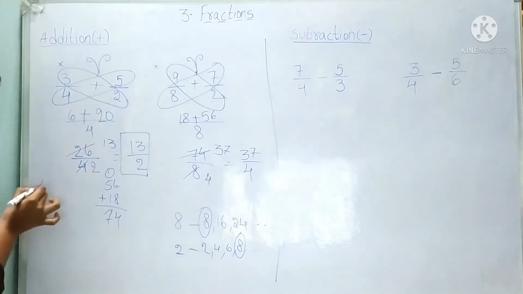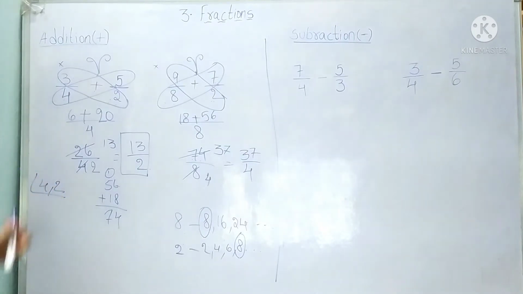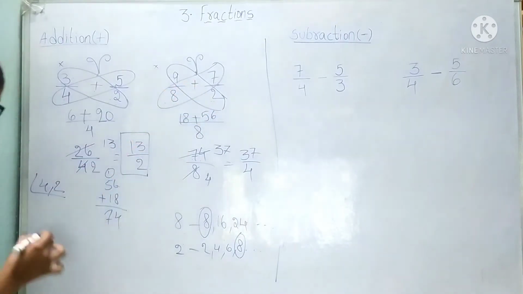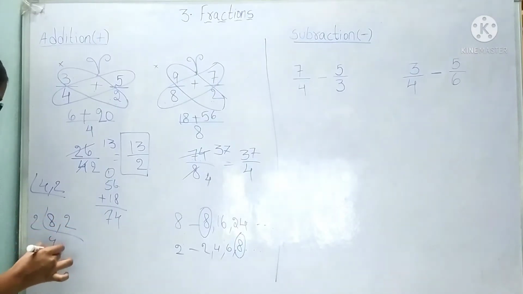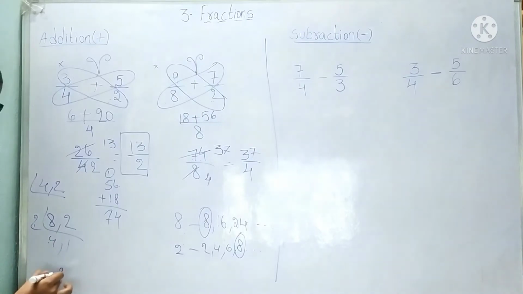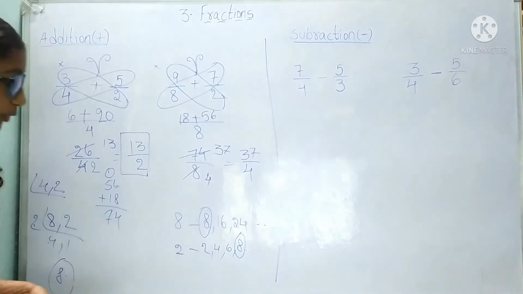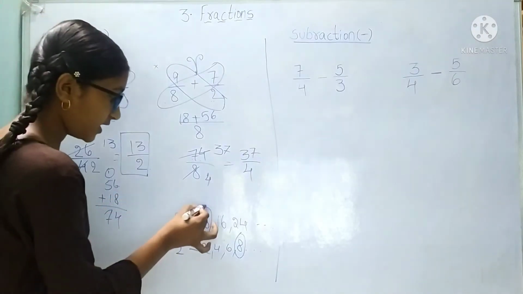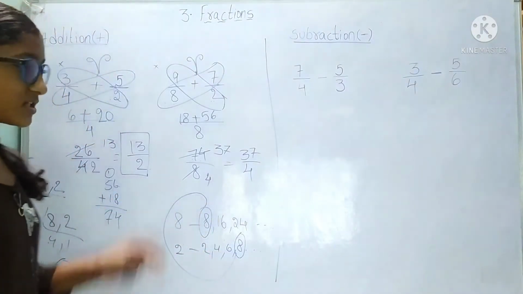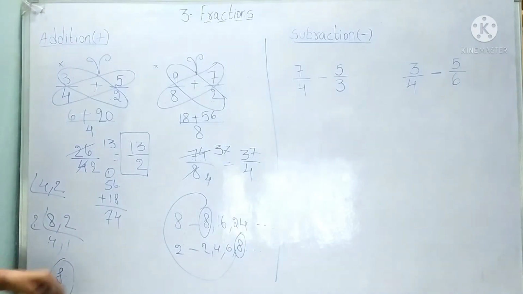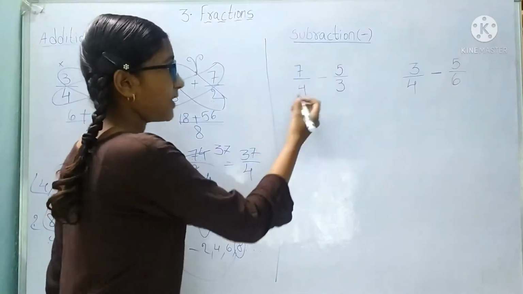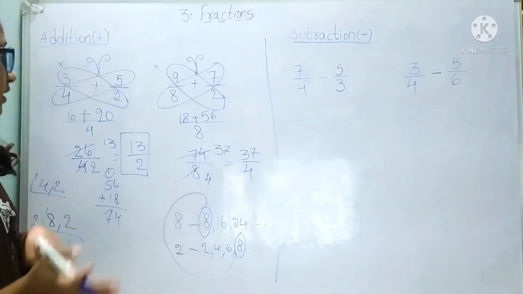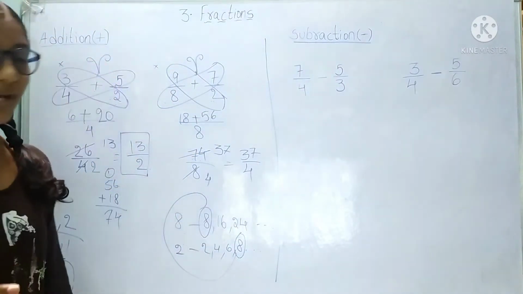Common multiples we can also do like this: 4 and 2, the LCM. And for 8 and 2 also we can do like this: 2 4s and 2 1s, so 2 4s are 8. So in this method also we got 8 as the LCM, the least common multiple, and for this also the least common multiple is 8 only. So in two methods we can find the denominator, and like that we will see subtraction also. Subtraction is also the same; for subtractions the butterfly method is also applicable.